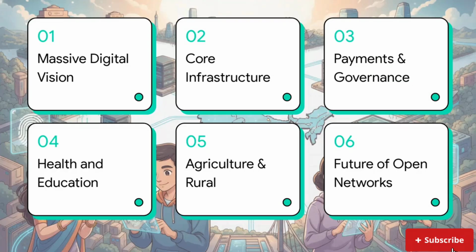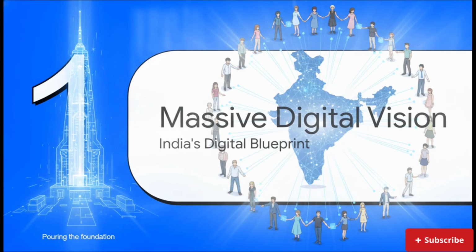So here's our architectural drawing for this digital nation. First, we'll look at India's massive digital vision. Second, the core public infrastructure. Third, revolutionizing payments and governance. Fourth, digitizing health and education. Fifth, empowering agriculture and rural connectivity. And finally, the future of open networks. Let's jump into Section 1, India's massive digital vision.